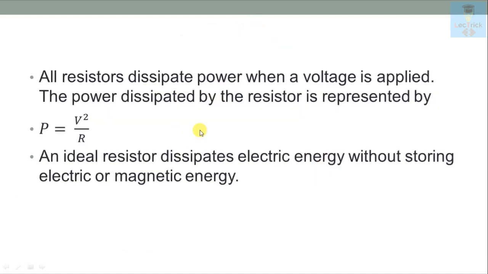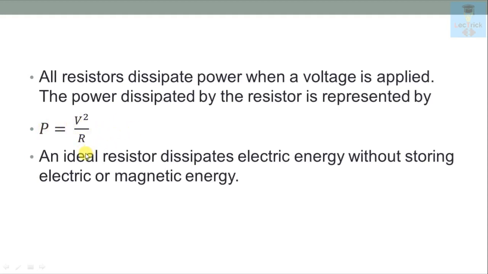All resistors dissipate power when a voltage is applied. The power dissipated by the resistor is represented by P is equal to V square by R. So this formula is also very important in any MCQ type questions. Based on the voltage rating and resistance of an element, you can easily find out the power dissipated by the resistor. And by using P and V square you can also find out R, that is R is equal to V square by P.